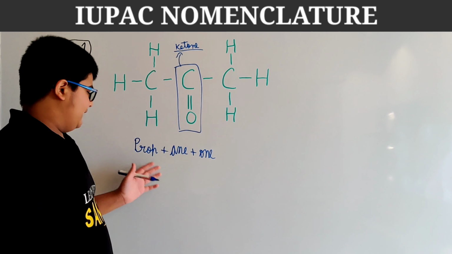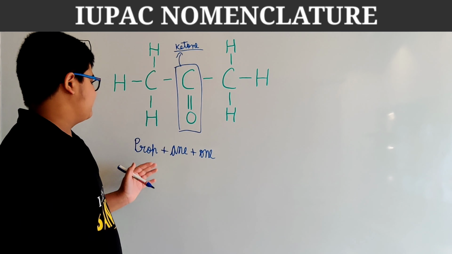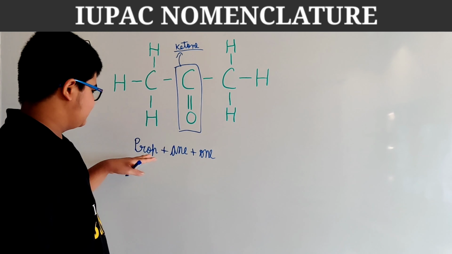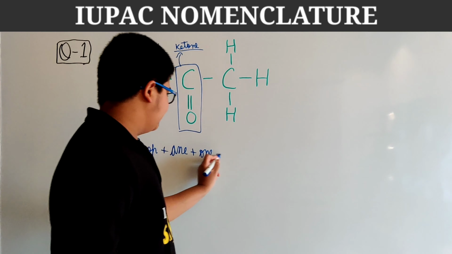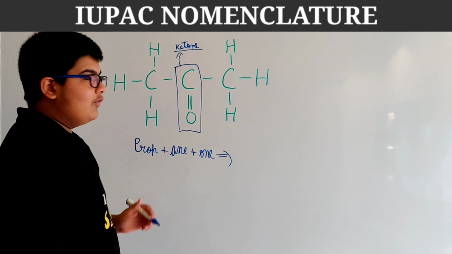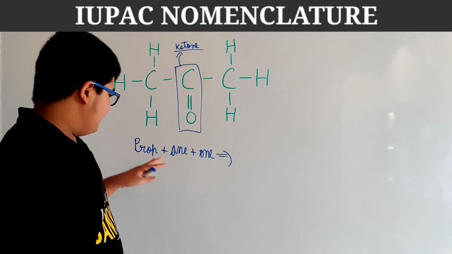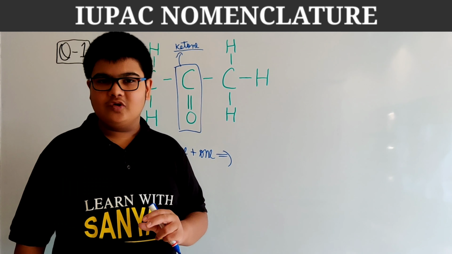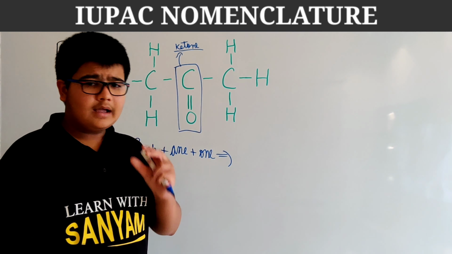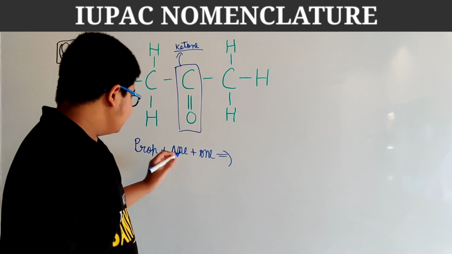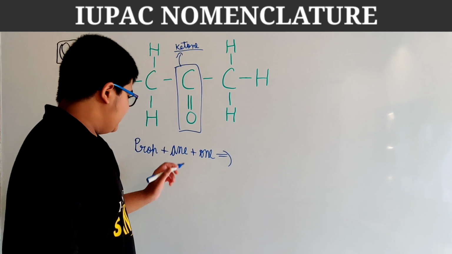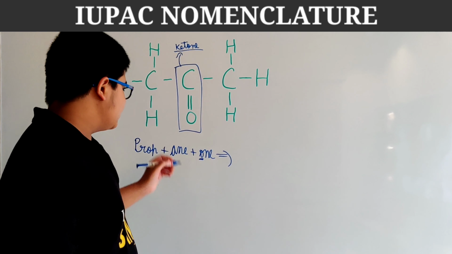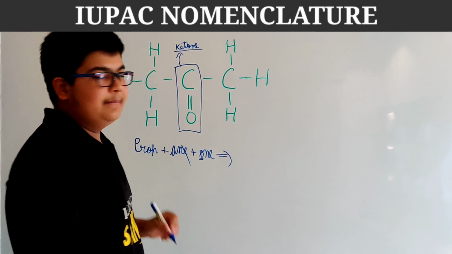With this we have completed all the 3 steps for naming, and now we just have to combine these 3 short names and make the final name of the compound. One important rule while naming compounds is that if the suffix of the functional group starts with a vowel, then the last E is deleted. The suffix of the functional group starts with O, which is a vowel. So that's why this E of ane will be deleted.